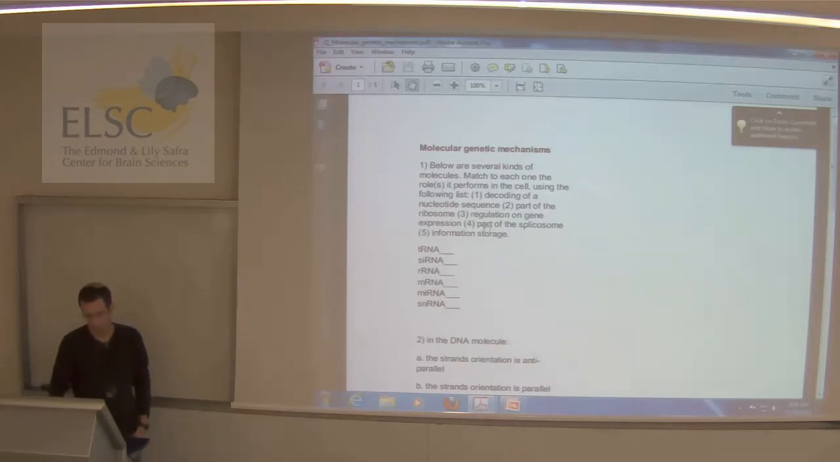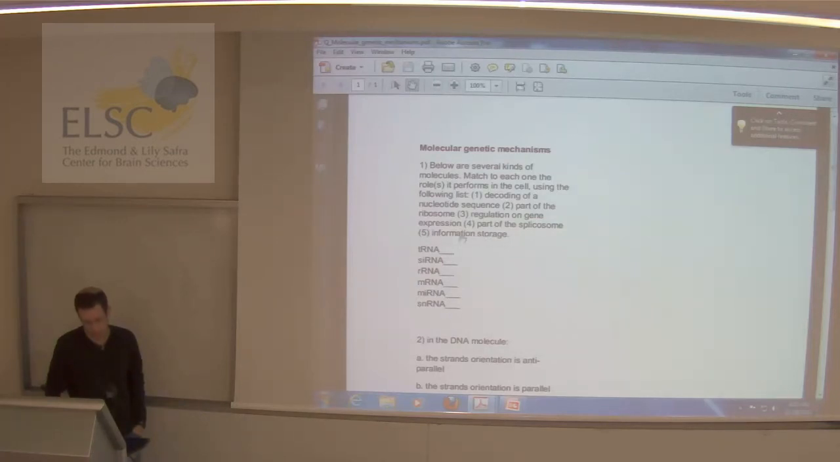Ribosomal RNA, rRNA. Regulation of gene expression is performed by two molecules that we haven't mentioned, actually, because we took them out from this chapter, and we're going to learn about them later on. These are microRNA and siRNA, short interfering RNA, and we will get to know them in the future. Part of the spliceosome is, again, I'm not sure we've mentioned them yet. These are snRNA, small nuclear RNA.